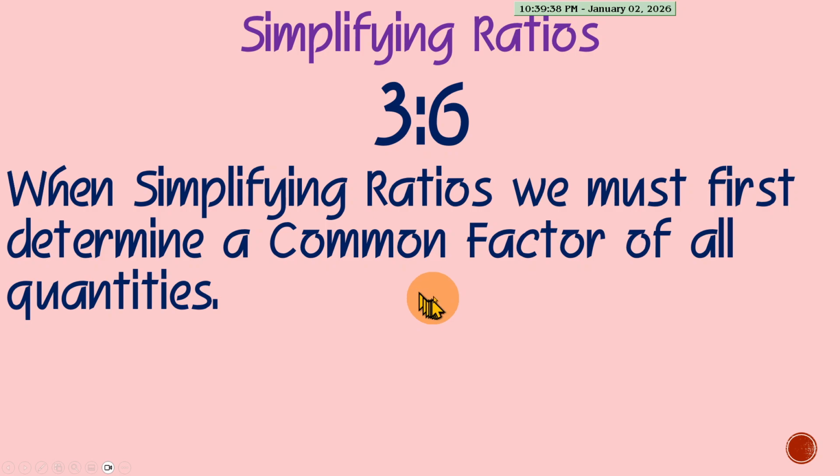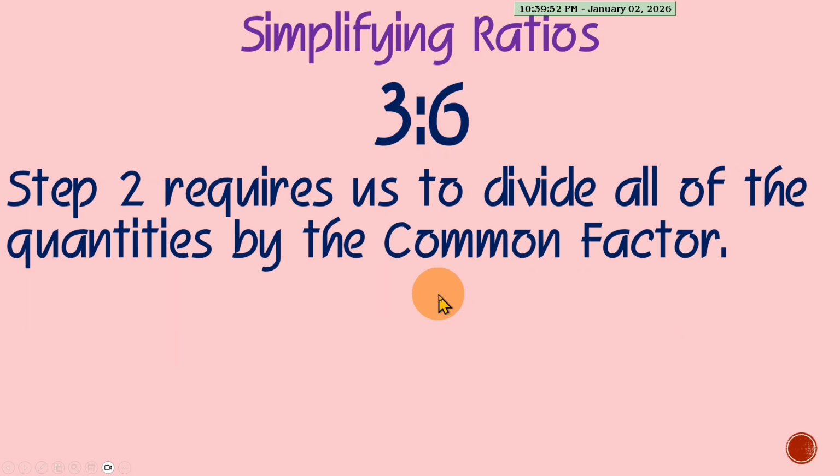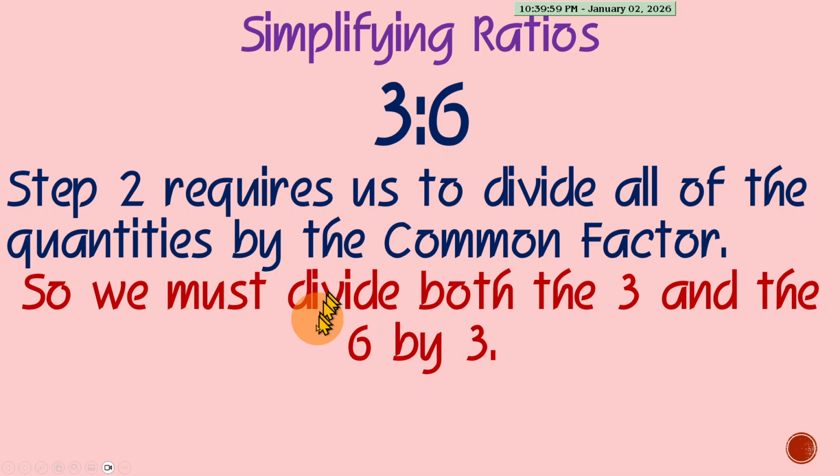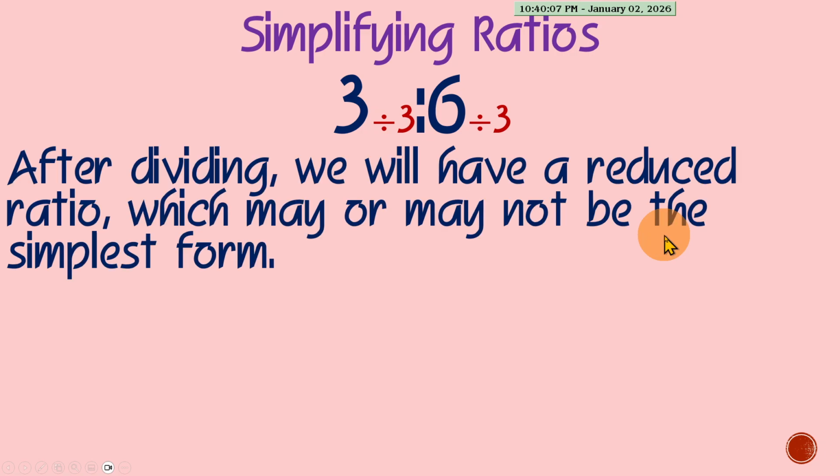So when we simplify ratios, we must first determine the common factor of all the quantities. So for this ratio, the common factor is going to be 3, because 3 can go into 3 and 3 can also go into 6. So step 2 is now we must divide each one of these components of the ratio by that common factor. So we need to divide both of these by the number 3. So 3 is being divided by 3 and 6 is being divided by 3.